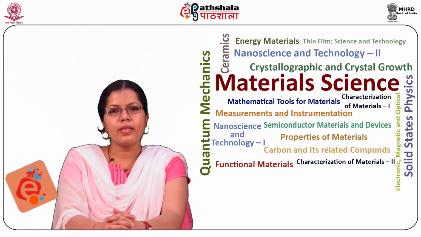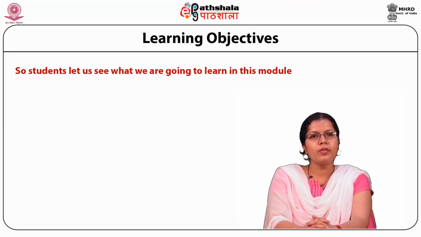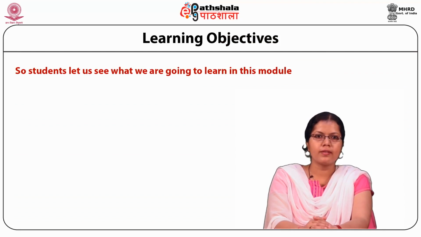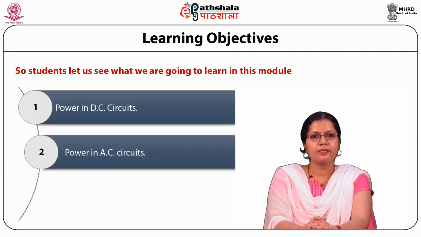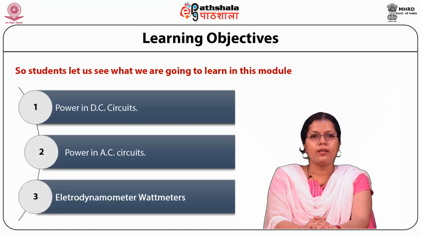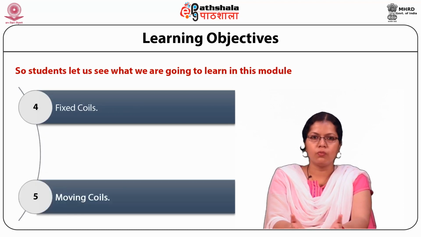Today we are going to discuss the module Measurement of Power and Wattmeter from the paper Measurements and Instrumentation. From this module, students may get to know about the following topics. First, the power in DC circuits. Second, power in AC circuits. Then, electrodynamometer wattmeters, which have fixed coils and moving coils.